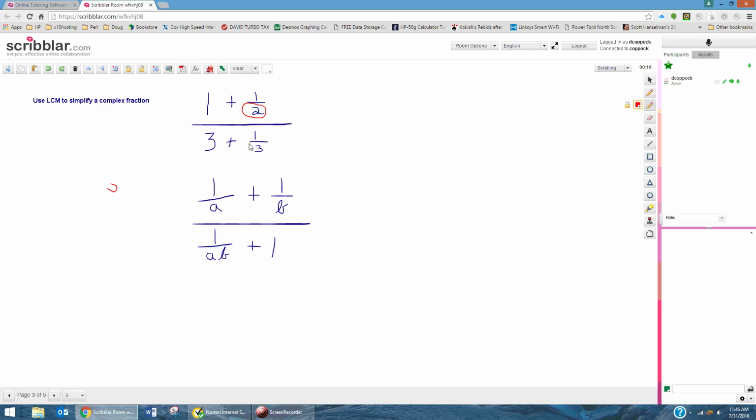In this case, the LCD of a 2 and a 3 is a 6. So I'm going to multiply top and bottom of the big fraction by 6. Or the LCD, I could write it like this too. Instead of the number 6, I could write it as the number 2 times 3. Top and bottom of the big fraction by the LCD.